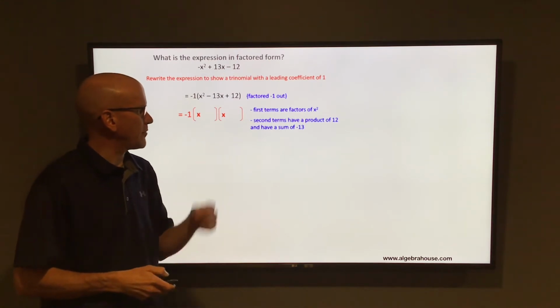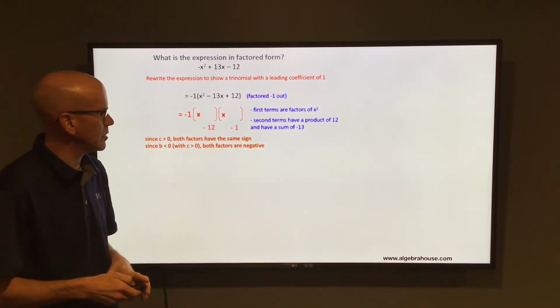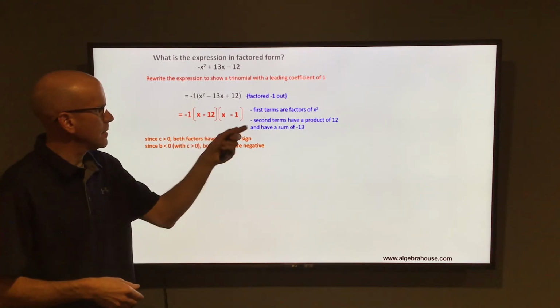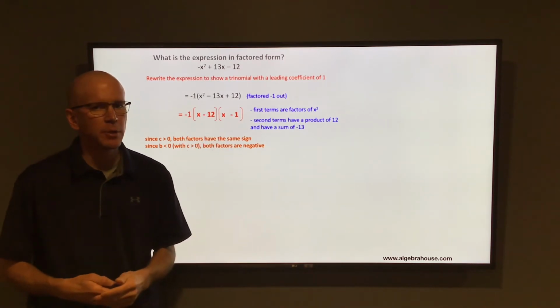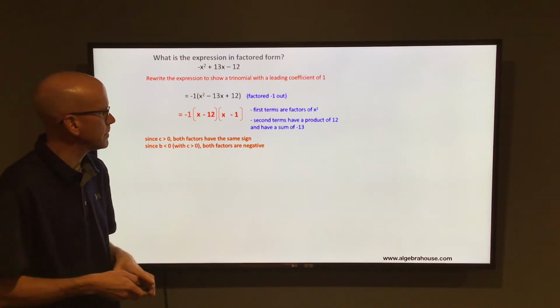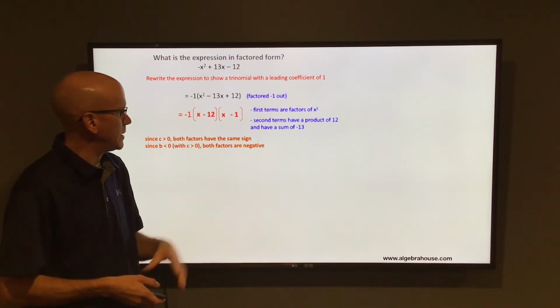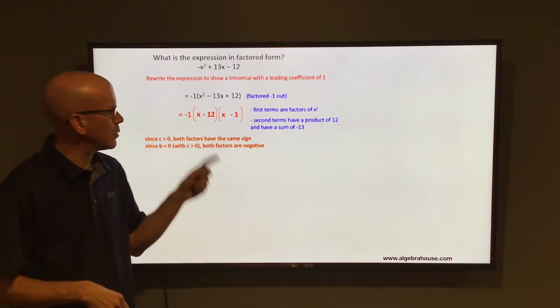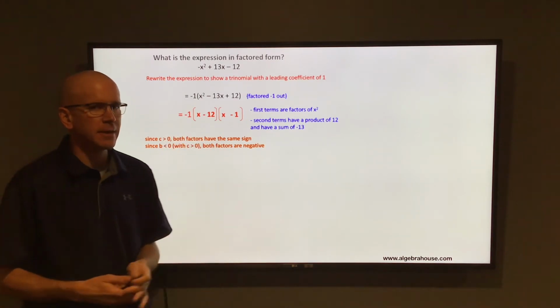And since they both have to be negative, those second terms are going to be negative 12 and negative 1. Again, it doesn't matter what order you write those in. Those could be switched around. Multiplication is commutative. You can move it around. Doesn't change the outcome. So completely factored, that is negative 1 times x minus 12 times x minus 1. Also, you really don't need to write the 1 there. Just the negative sign will do.